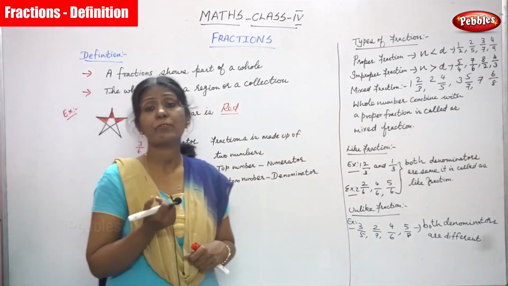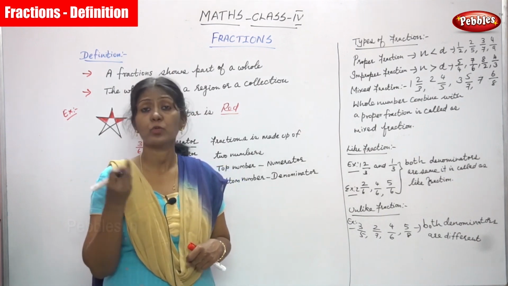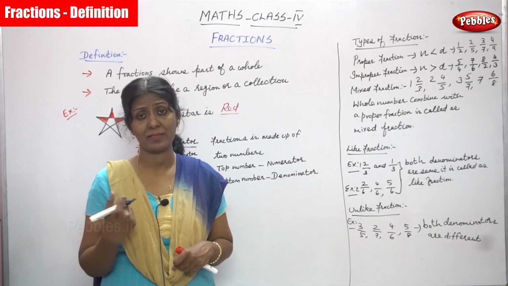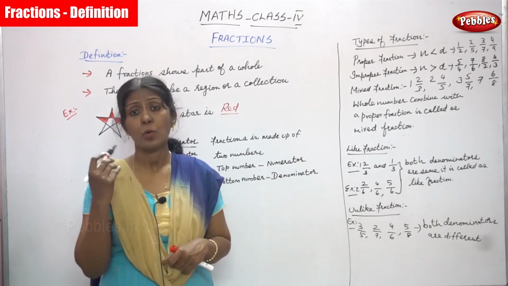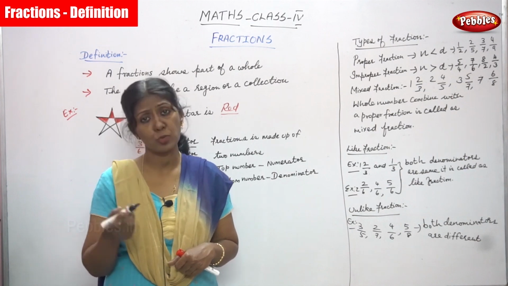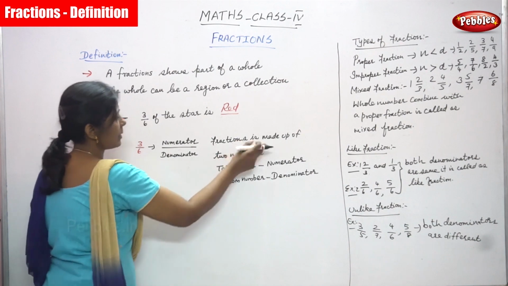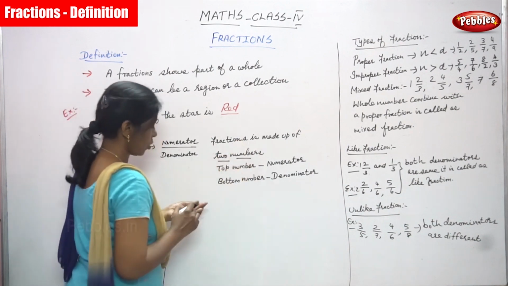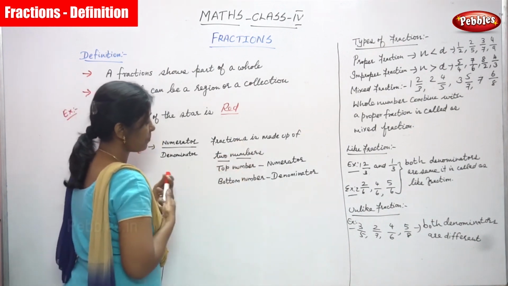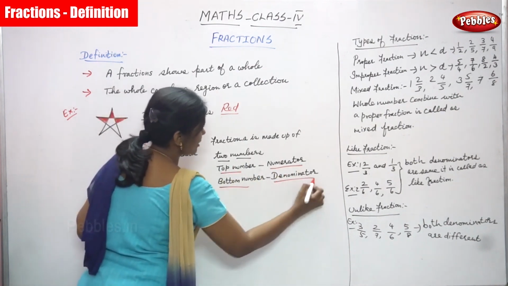Generally a fraction is made up of 2 numbers. One is a numerator, the other is a denominator. The top number is the numerator and the bottom number is the denominator. That is what I mentioned. A fraction is made up of 2 numbers. The top number is the numerator and the bottom number is the denominator.